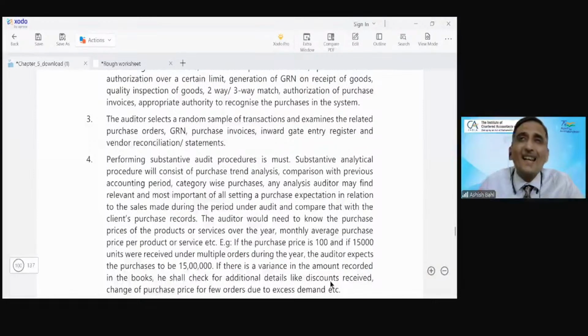And guys, while writing substantive analytical procedures, do remember one more thing. Two things you have already remembered: trend analysis, comparison with previous years' purchases in case of purchases, and comparison with previous year sales in case of sales. One more thing to always remember is category wise purchases or category wise sales. It would give you an additional point to write in the exams. A product is generally not manufactured from one material. A number of materials would be used for making a finished product. Like 3-4 components may have gone into the making of a product. So category wise purchases analysis can be done.